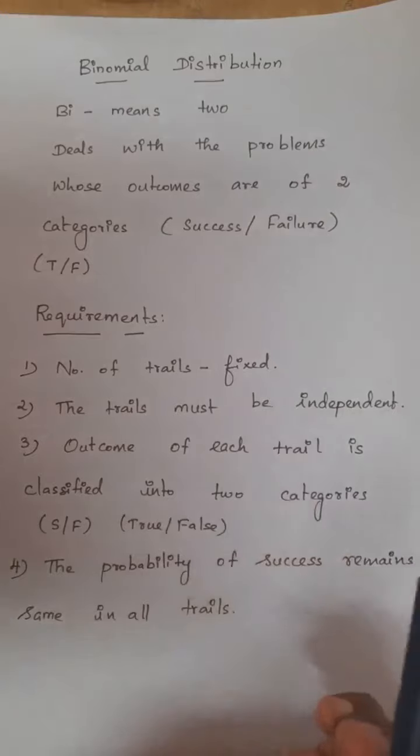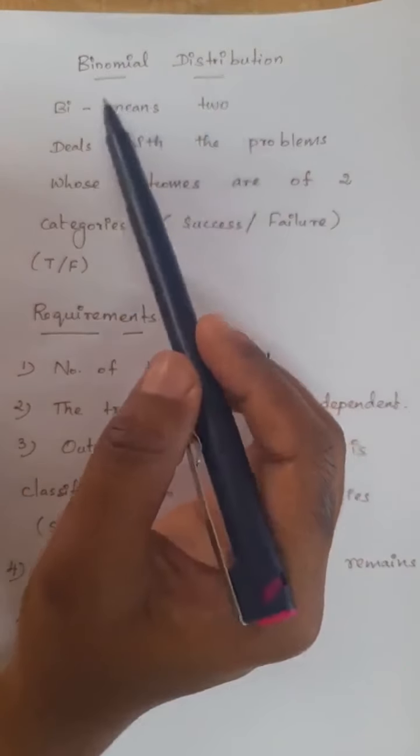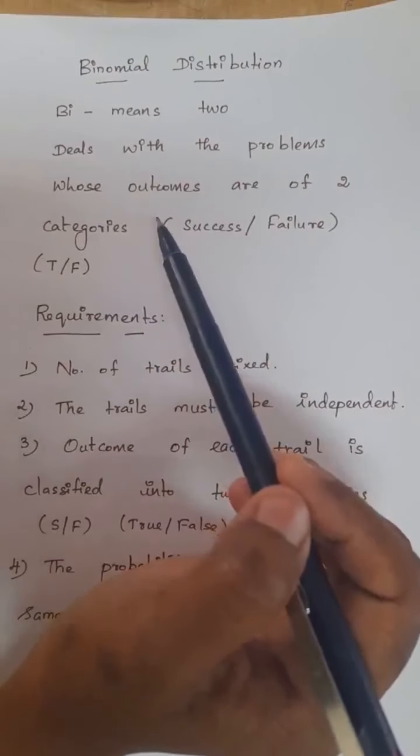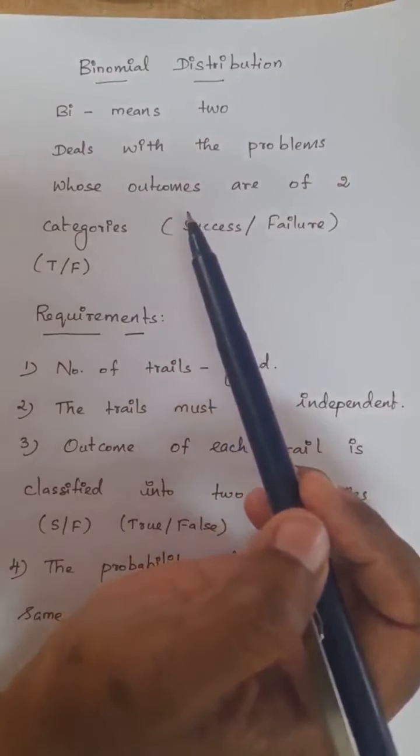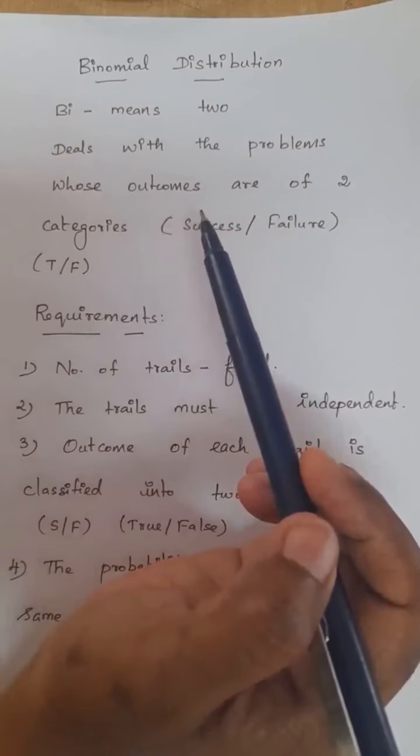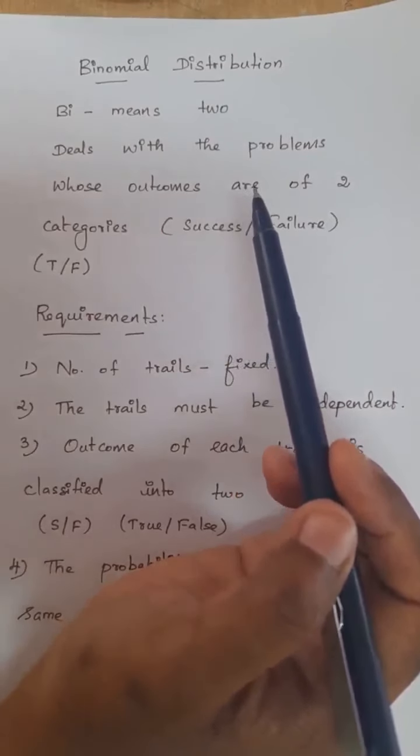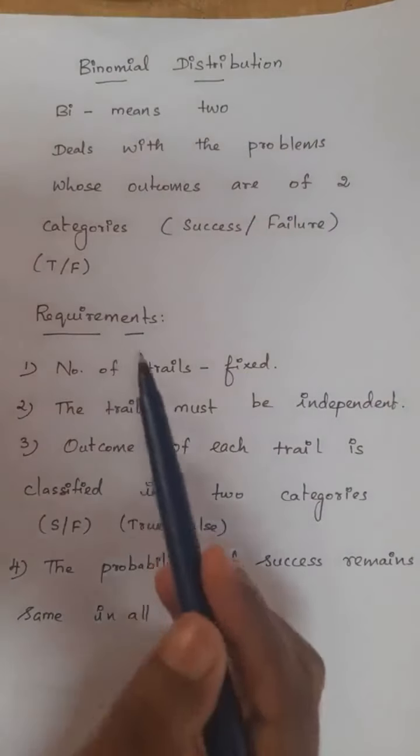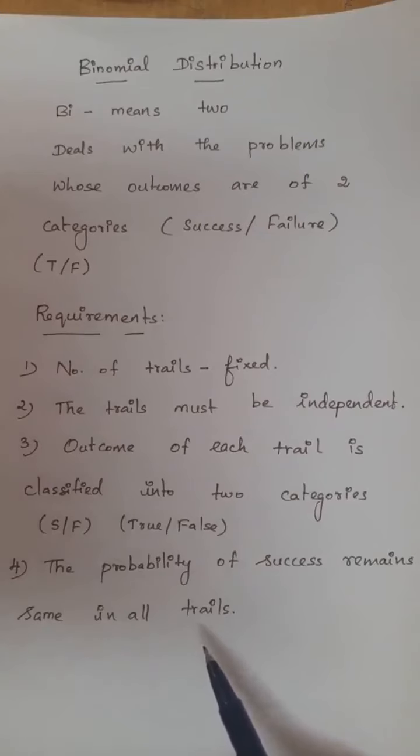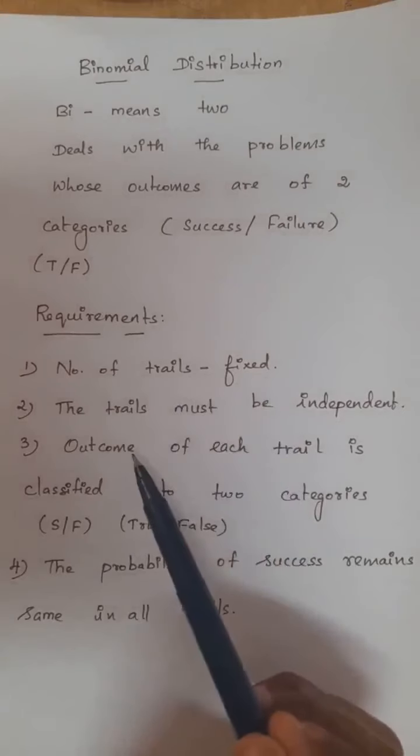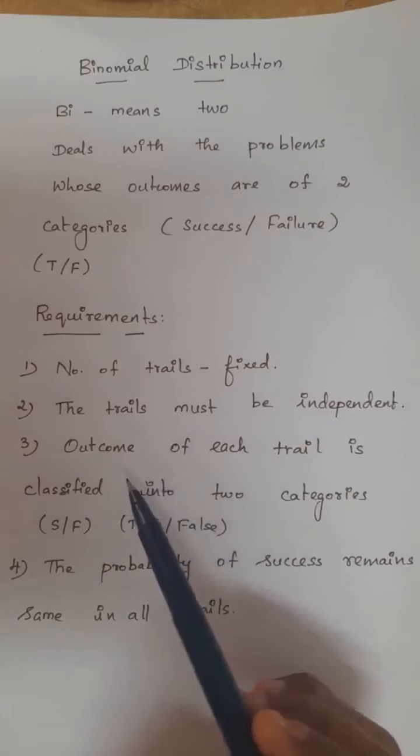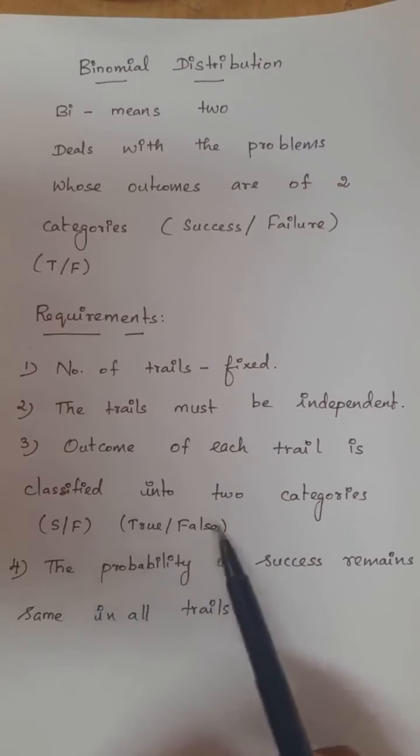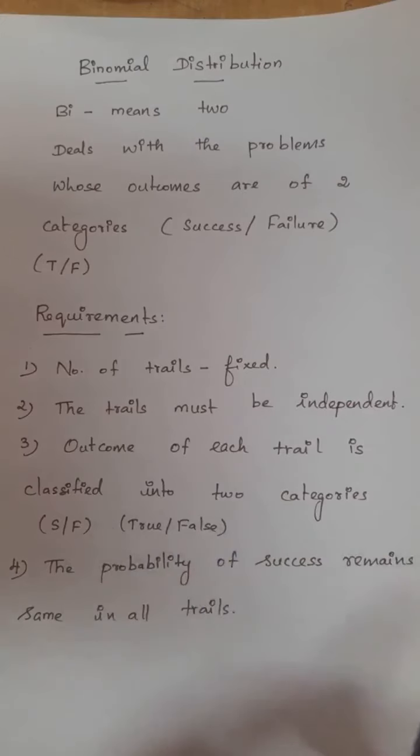I'll repeat once again. We have discussed the topic binomial distribution. The term bi means two. The binomial distribution deals with a problem whose outcomes are of two categories. If the outcome is either success or failure, otherwise true or false, we can think of a binomial distribution. These are the requirements, the things we have to check before starting the problem. First, the number of trials should be fixed. Second, the trials must be independent. Third, the outcome of each trial is classified into two categories, either success or failure, otherwise true or false. Fourth, the probability of success should remain same in all the trials.